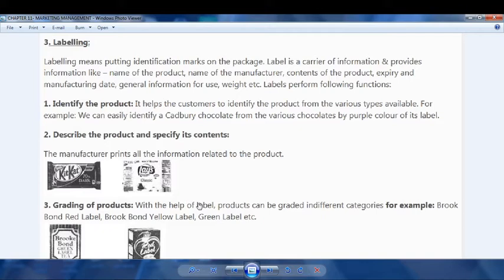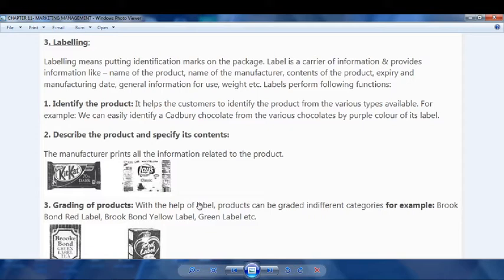Labeling means putting identification marks on the package. So when the identification mark is put on the package, it is called labeling. A label is a carrier of information and provides information like the name of the product, name of the manufacturer, content of the product, expiry and manufacturing date, general information for use, weights, etc. So what is contained in the label?